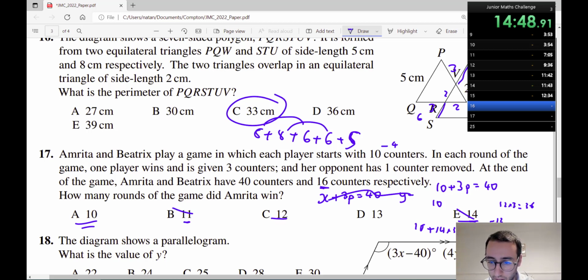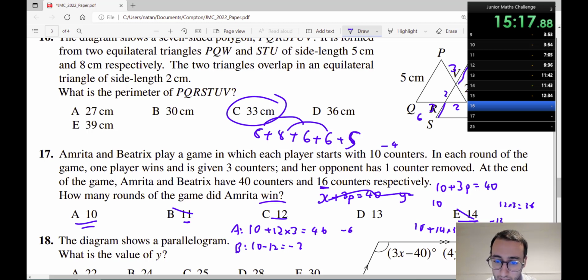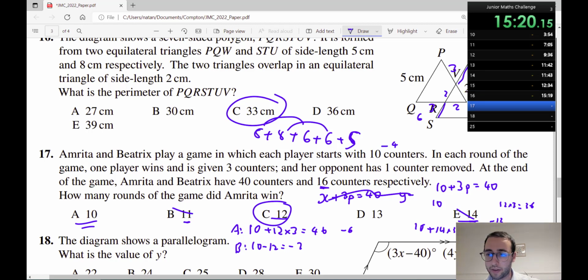I think it might be 12. So one person, Amrita, there's definitely a better way of doing this. Amrita starts with 10, and let's say she wins 12. So 12 times 3. So she ends up on 46. Beatrice, on the other hand, starts with 10 and loses 12 to get to minus 2. But if she loses 6, which is 18. Yeah, it's 12. Not a good way of doing it, but whatever.